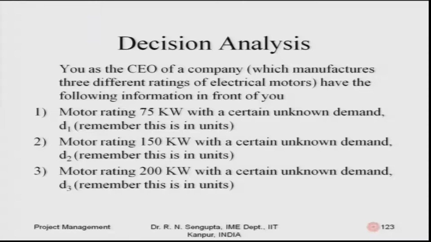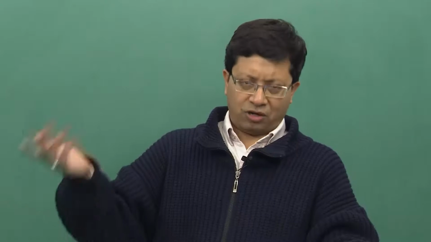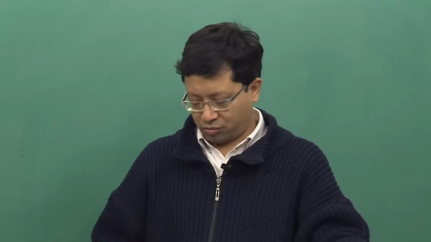You have 3 different types of motor ratings. Building up a motor can also be a project. Motor rating 75 kilowatt has a certain unknown demand, considered as D1. Motor rating 150 kilowatts has a demand of D2, and motor rating 200 kilowatts has a demand of D3. There is no relationship as such that we are considering between D1, D2, D3. They can be independent, but they can be dependent also.